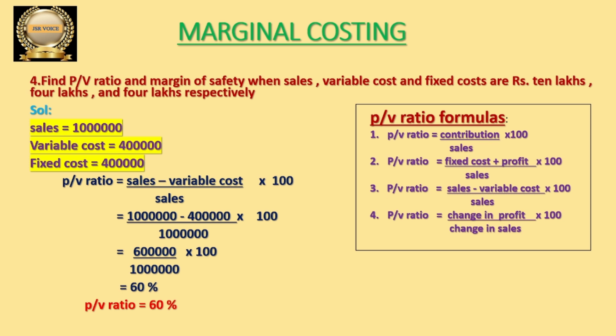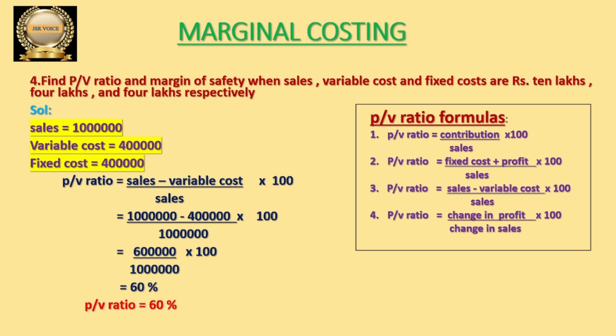So if you see left side, I have taken third formula. PV ratio is equal to sales minus variable cost divided by sales into 100. So let us substitute the values here. In the place of sales, I substituted 10 lakhs minus variable cost 4 lakhs divided by sales 10 lakhs into 100. And in the next step, 10 lakhs minus 4 lakhs, 6 lakhs we get, divided by 10 lakhs into 100. So if you do this calculation in the calculator, 6 lakhs divided by 10 lakhs into 100, you will get 60%. 60 you get in the calculator.